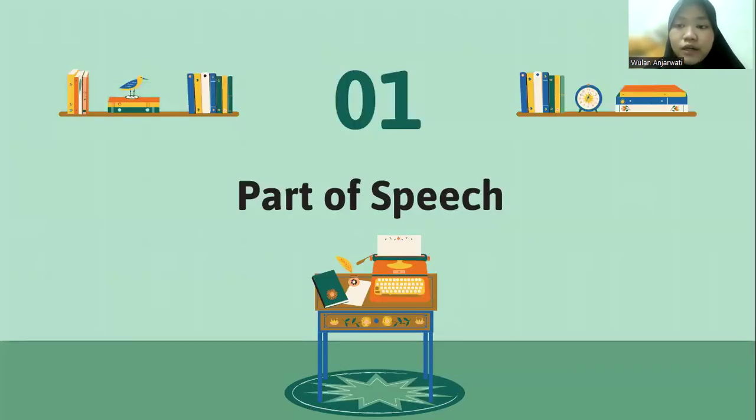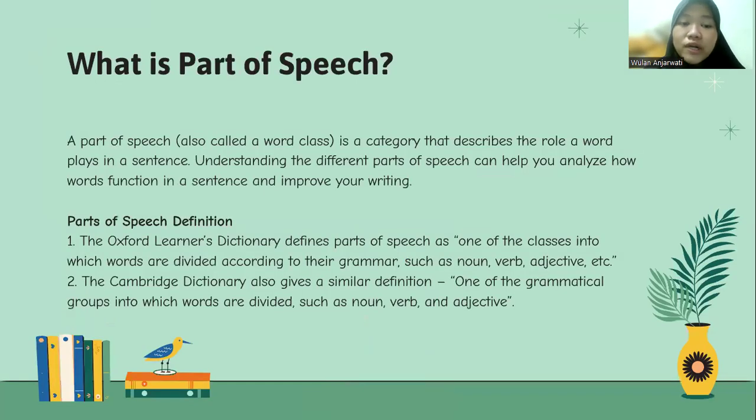Okay, the first: part of speech. What is part of speech? A part of speech, also called a word class, is a category that describes the role a word plays in a sentence. Understanding the different parts of speech can help you analyze how words function in a sentence and improve your writing. And then there are the definitions of part of speech by the Oxford Learner's Dictionary and the Cambridge Dictionary.